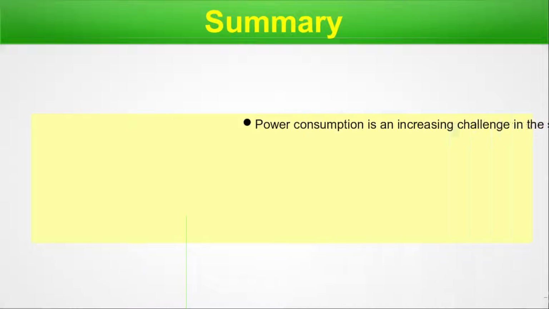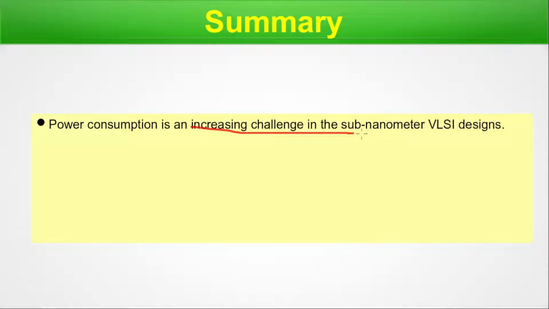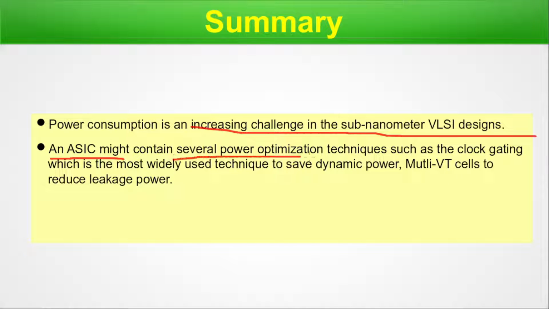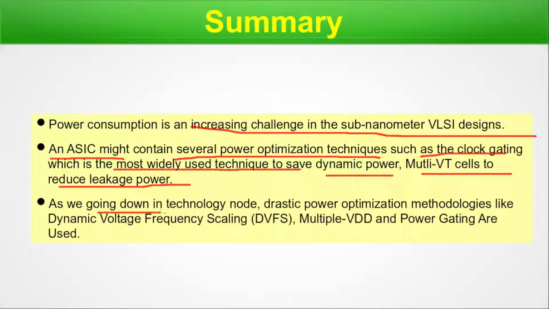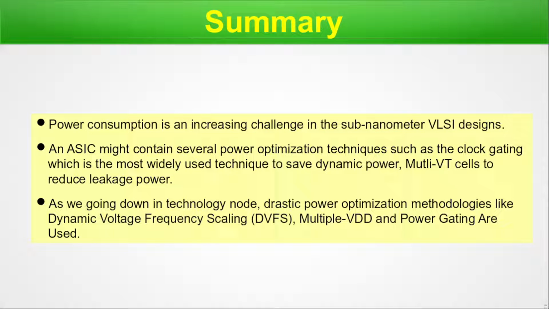Summary. Let us summarize whatever we have discussed so far. Power consumption is an increasing challenge in sub-nanometer VLSI designs, and there are three different parts of the power dissipation itself. An ASIC might contain several power optimization techniques such as clock gating, which is the most popular, most widely used, for dynamic power, and multi-VT cells to reduce the leakage power. As we go down the technology node, drastic power optimization methodologies like dynamic voltage frequency scaling, DVFS, multiple VDD and power gating are used. So here we're done with our summary also. Let's move on to the next slide.